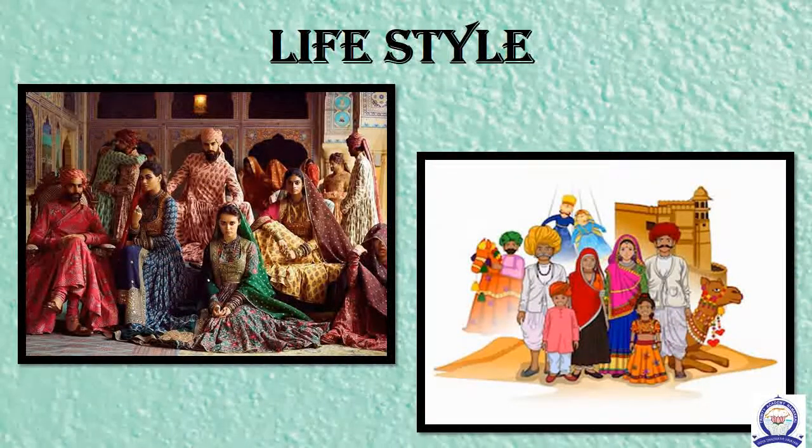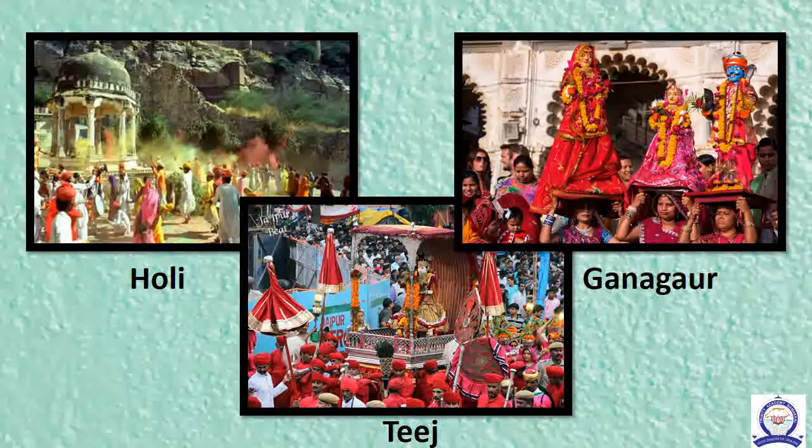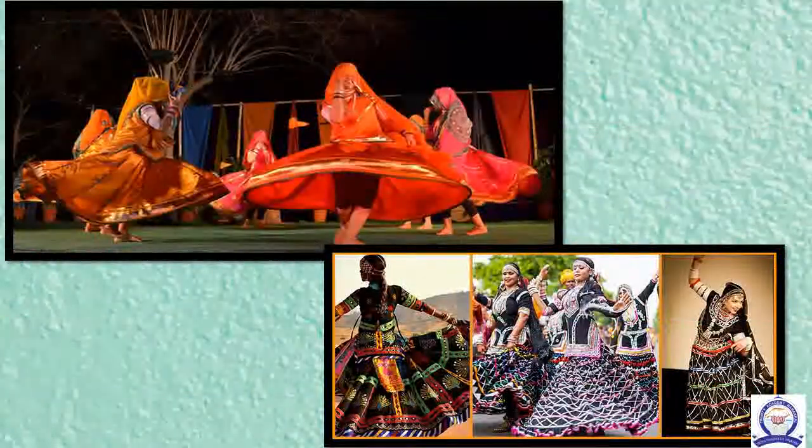Next, lifestyle. The people of this region wear bright colored clothes. Women in villages wear ghagra, choli and odhni. Men wear dhoti, kurta and turban. The main languages spoken here are Hindi and Rajasthani. Holi, Diwali, Kankor and Teej are the main festivals of this region. Ghoomar and Kalbelia are popular dances.